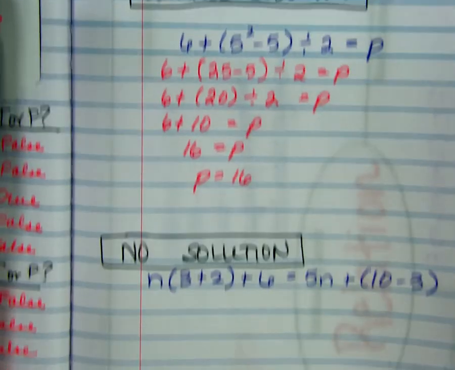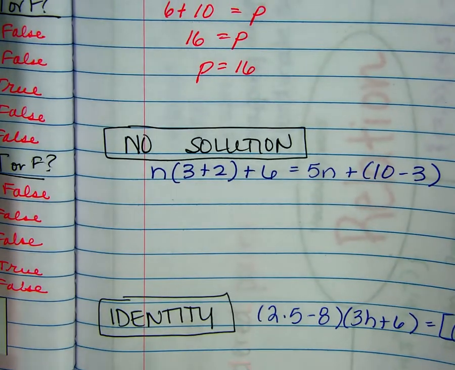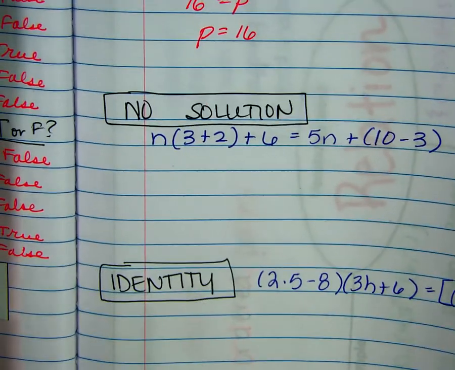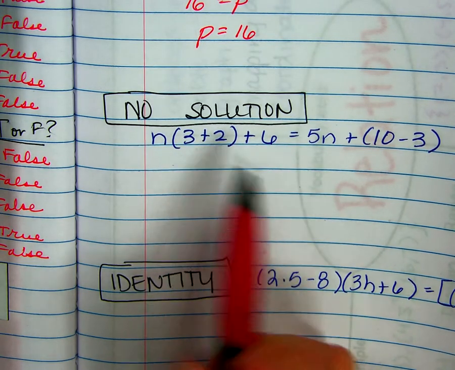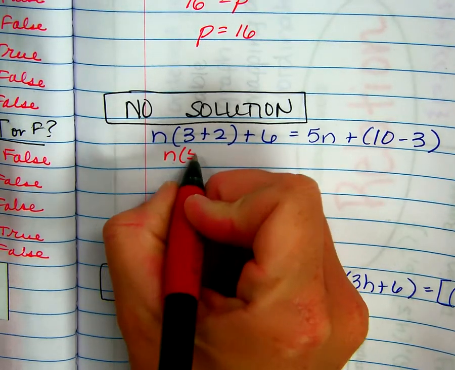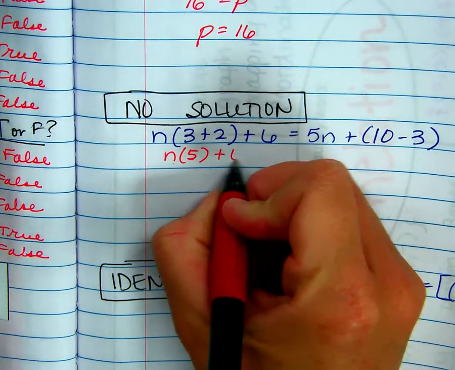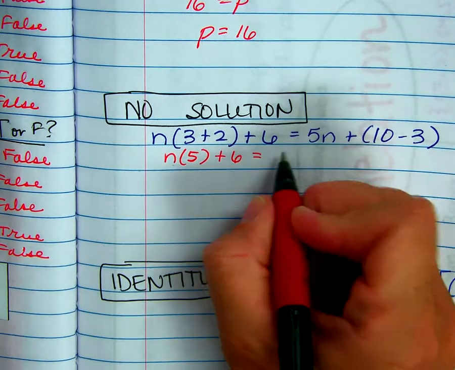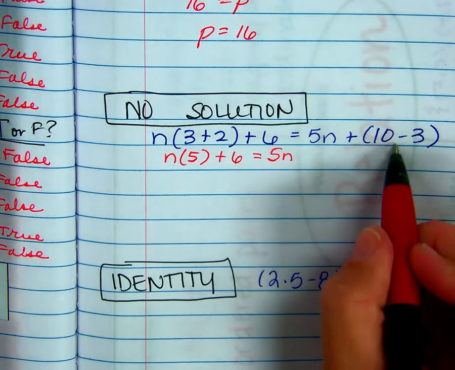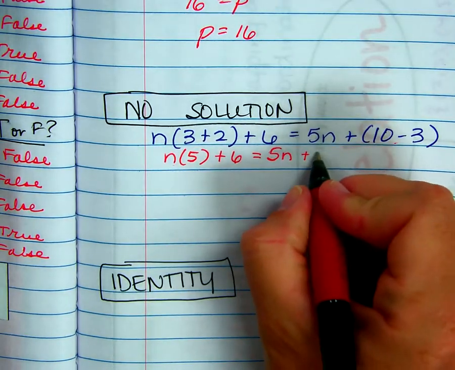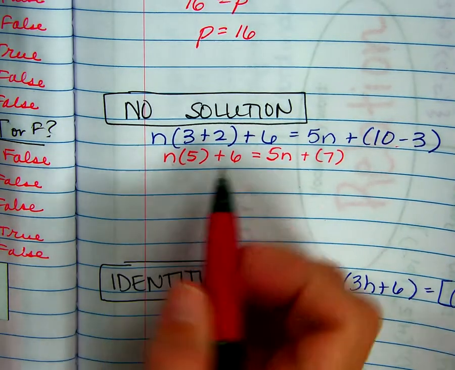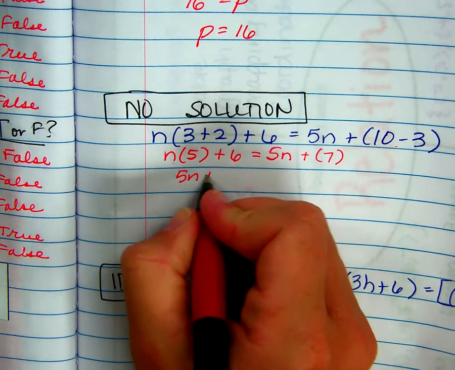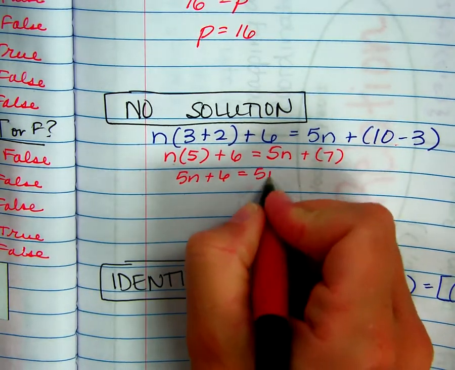Now I want to look at a possibility when there's no solution. I have to do a couple more steps here. Again, I'm going to work on the order of operations. So I have to do what's in parentheses first. So I'll do 3 plus 2. That's equal to 5. And I'm going to do the computation inside this parenthesis as well. 10 minus 3 is 7. Now I'm going to do the distributive property here and write this as 5n plus 6 is equal to 5n plus 7.